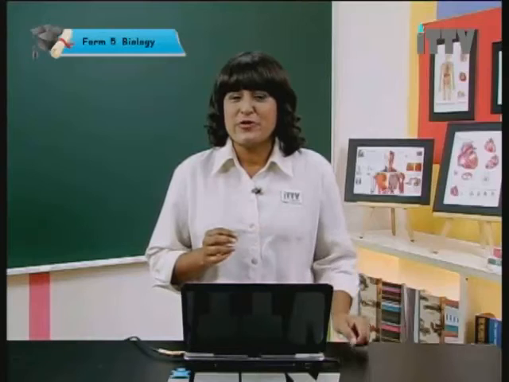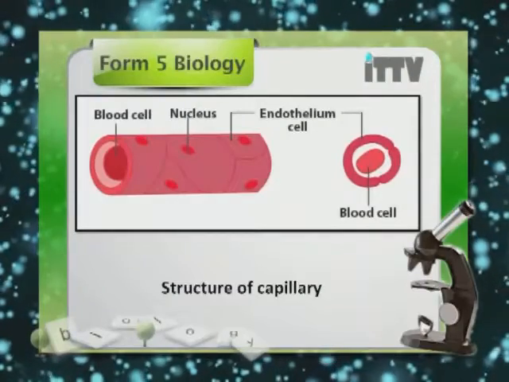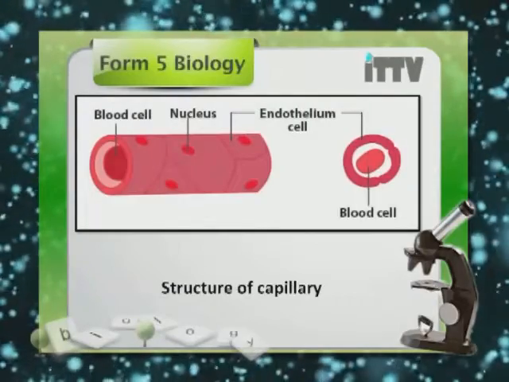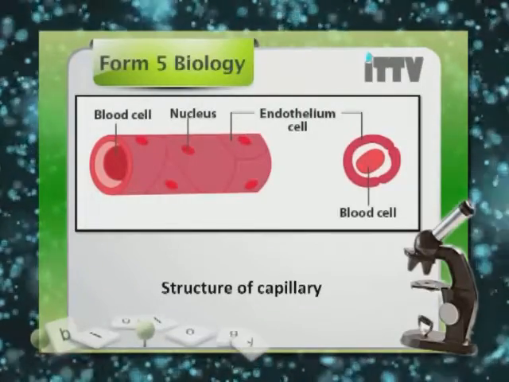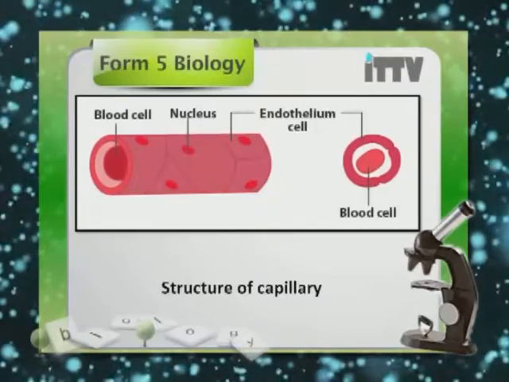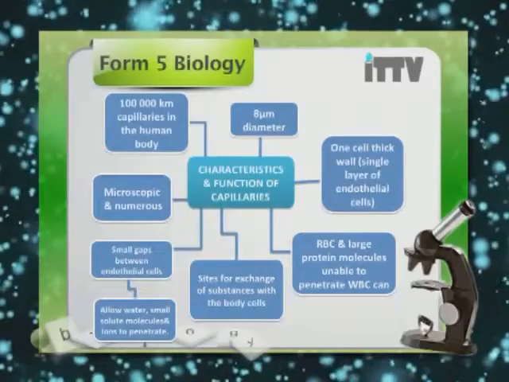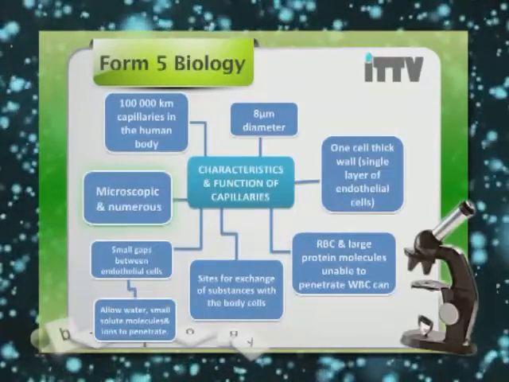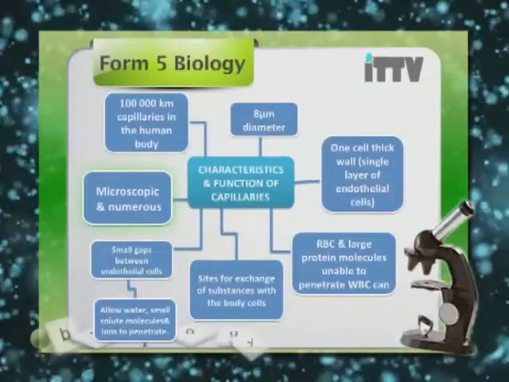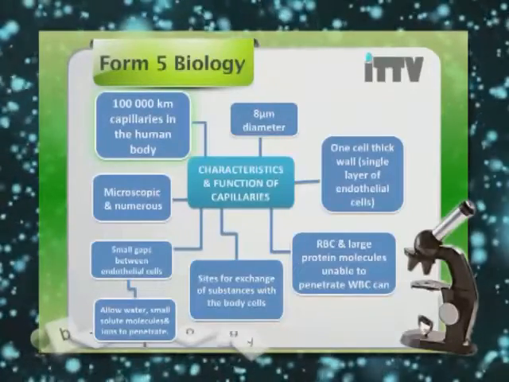Okay, we have not finished with our blood vessels chapter. We have to move on to another tiny vessel, a very microscopic vessel called capillaries. The capillaries are very fine structures whereby the wall is only a single cell thick, and it only enables single files of blood cells to flow through it. Of course, the capillaries are numerous in number and they are very microscopic. Approximately 100,000 kilometers of capillaries exist in the human body.